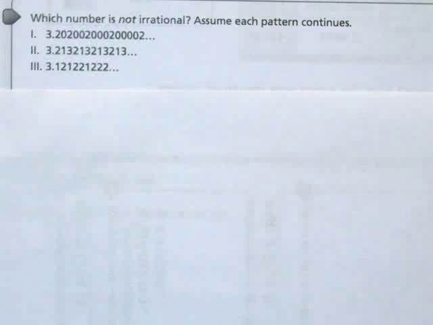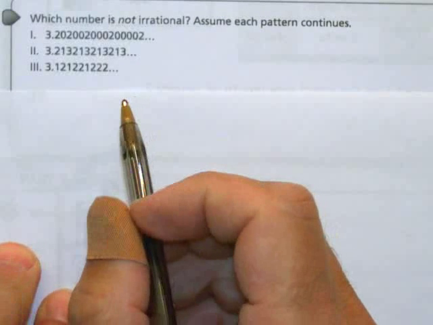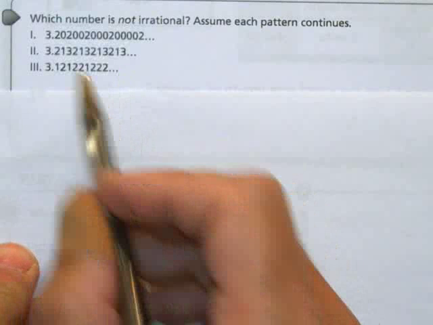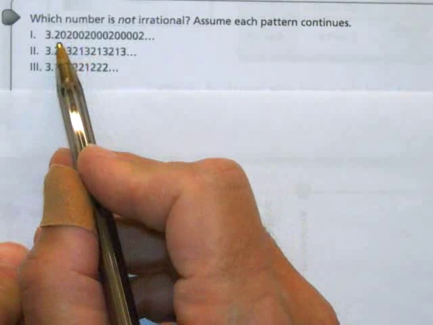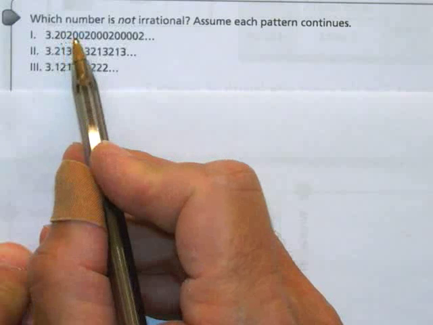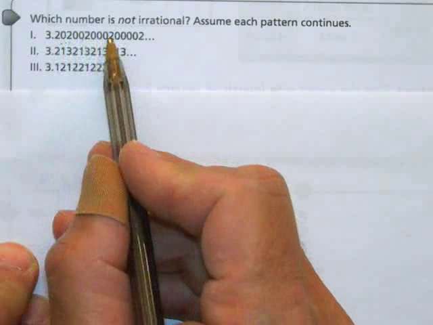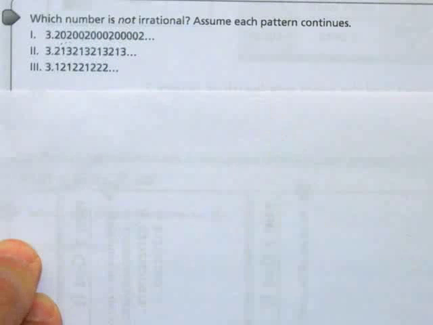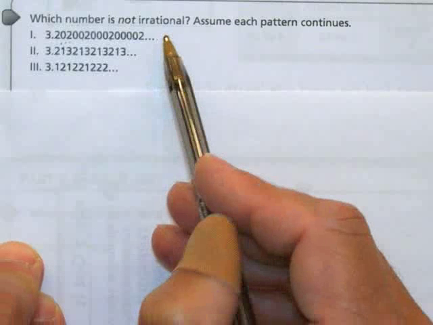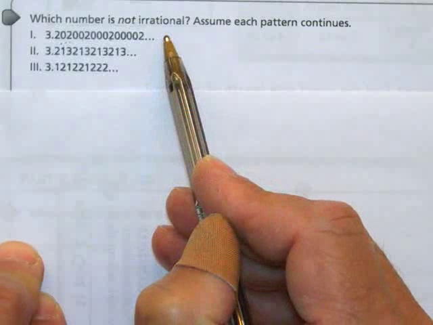Okay, in our first example, number 1 here, it starts off, it looks like we might have a pattern that's repeating, but if you take a closer look, you'll see it's not. This is 2 0 2 0 0 2 0 0 0 2 0 0 0. It keeps continuing. It's not really repeating. It's getting larger and larger. This would be irrational. This first example is irrational.